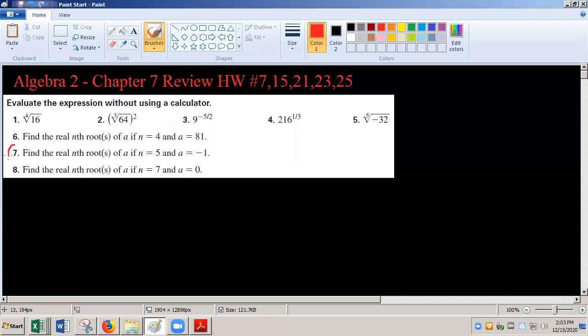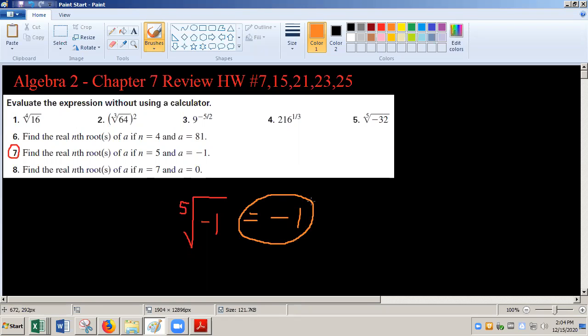Number 7 says, find the real nth root of a if n is 5. So I want the 5th root of a where my a value is -1. What I'm doing here is taking an odd root. I can take odd roots of negative numbers. So what times what times what times what times what will give me -1? Well, it's just going to be -1. Not that much else to this one. Any questions here?